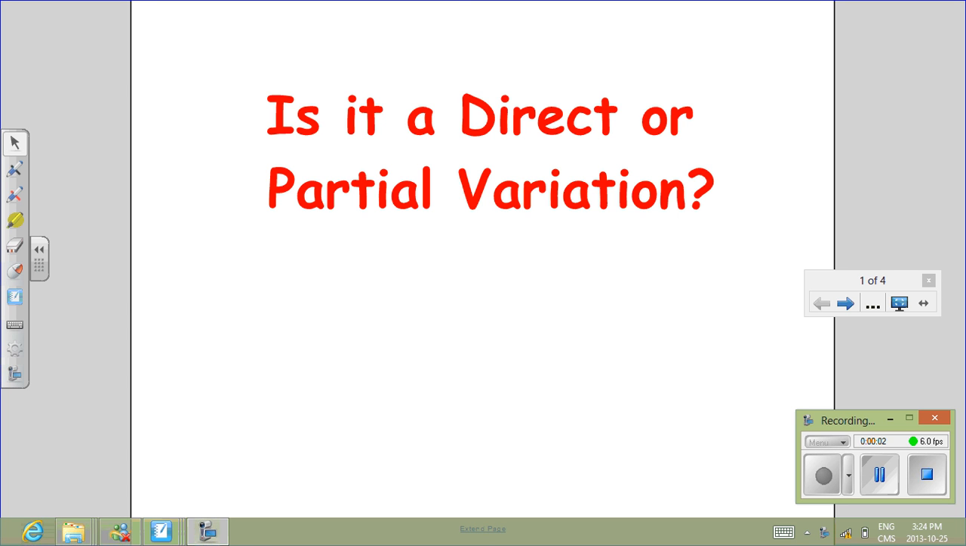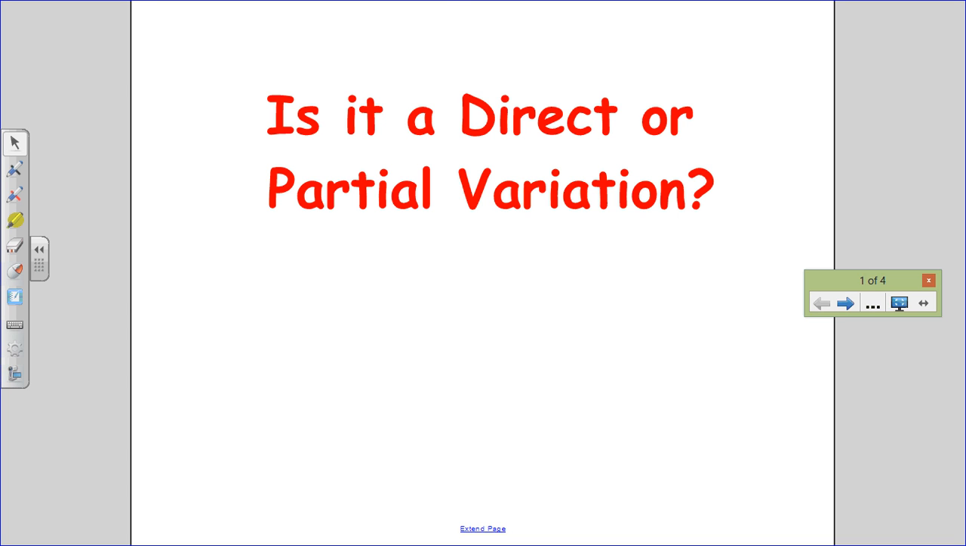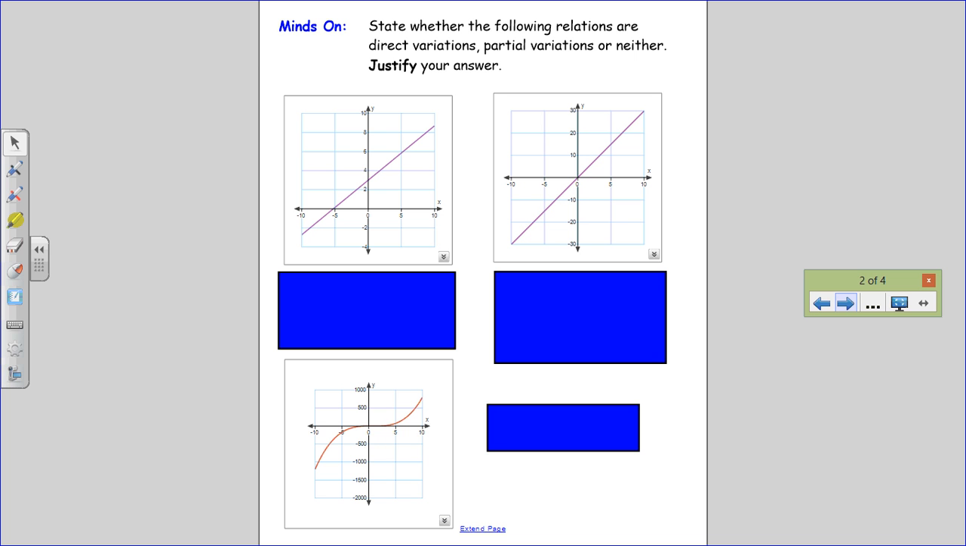Is it a direct or partial variation? How do we know? If we have a look at the linear relations on the graphs below on the screen, pause your video and think about, do they represent a direct variation, a partial variation, or neither? And why?